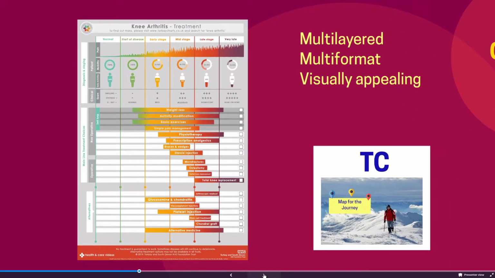Torbay chart is a multi-layer, multi-formatted, visually appealing tool. The layer 1 for the knee arthritis is displayed here. This gives an index of different treatment options placed appropriately to the stage of the disease. Here we have displayed 19 different treatment options for the management of knee arthritis. It is presented in a single sheet and will be the focal point of discussion during consultation. This is like an overview map of the entire journey for the patient, and they can pin some waypoints en route where they can camp and go through that particular treatment.